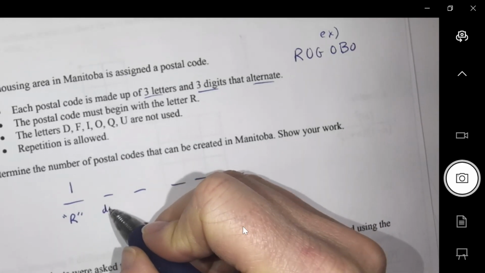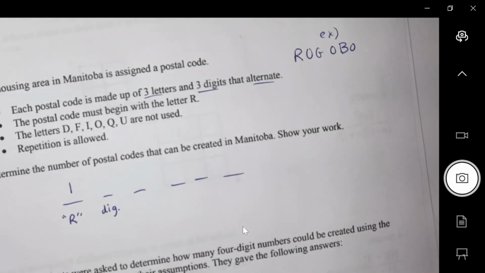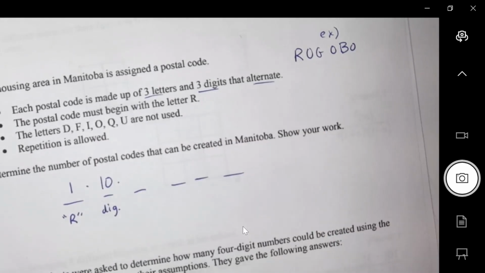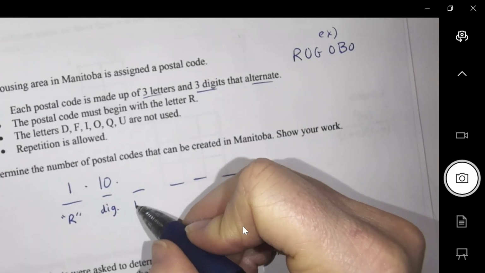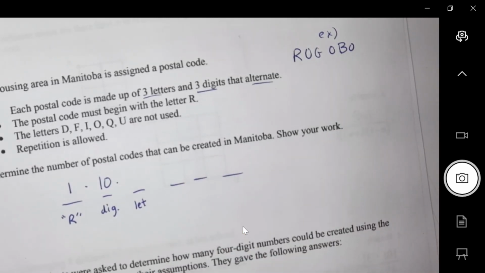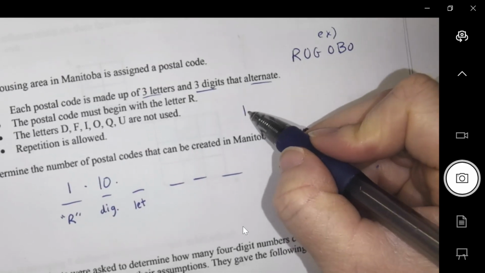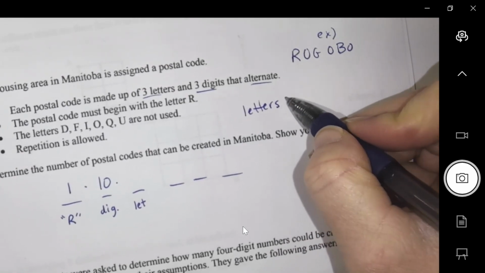Now we need a digit. How many options would I have to put a digit there? How many digits do we have to pick from? 10. I could pick 0, 1, 2, 3, 4, 5, 6, 7, 8, 9. I have 10 options. Now I need a letter. How many letters of the alphabet are there? How many letters in the whole alphabet? Are we going to have to sing the song, or do we know?